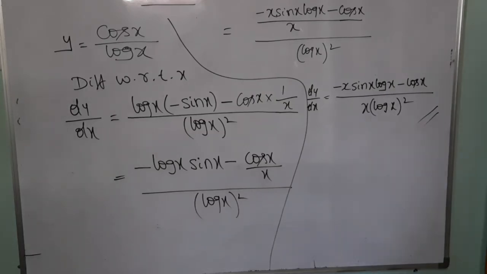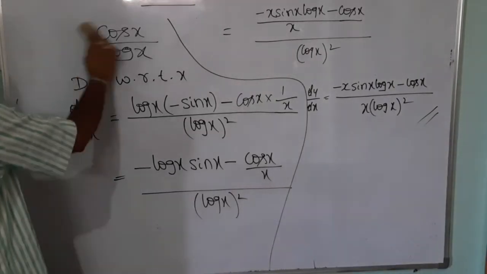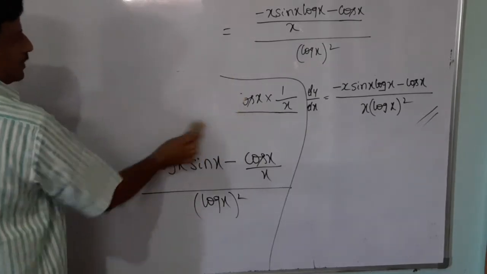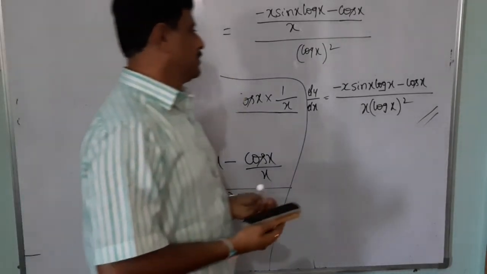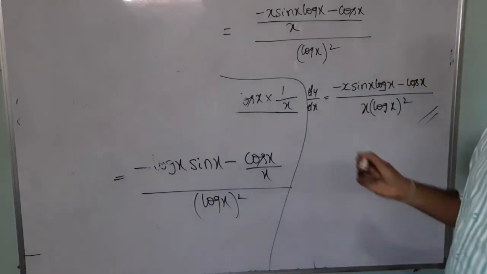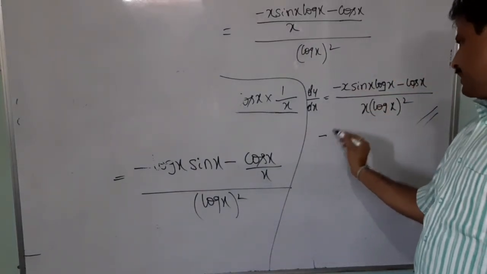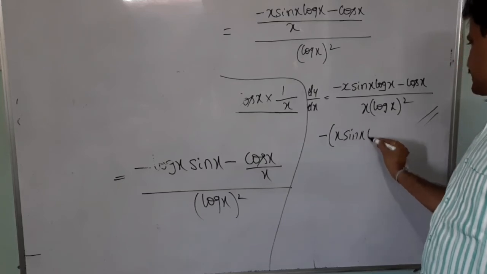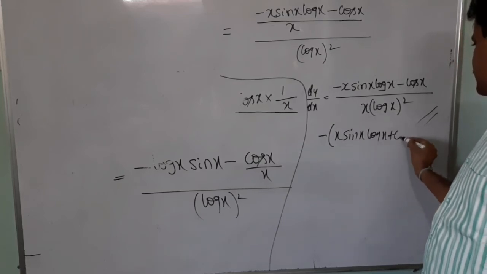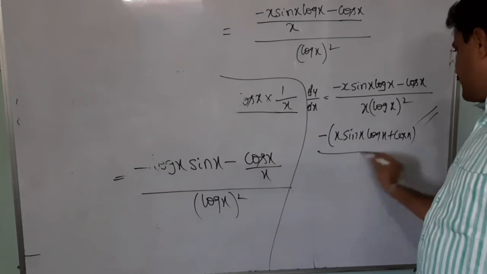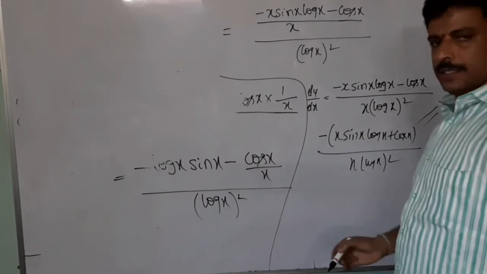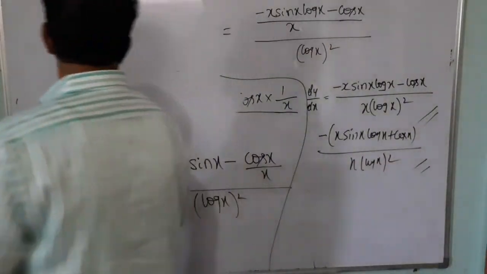Okay, so next problem, this is the last problem. Here, if you want, you can take minus common. If you take minus common, you get x sin x log x plus cos x, divided by x into log x whole square. Take the common factor if you want, otherwise no need.